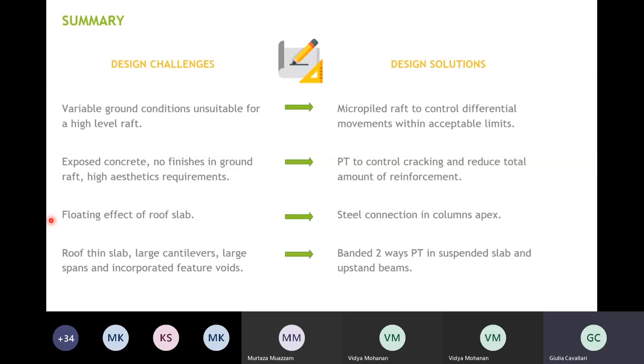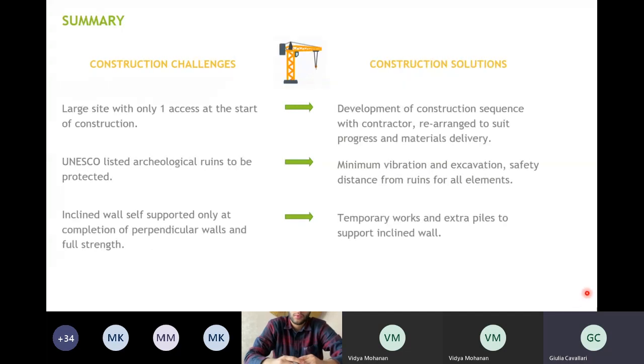So we used post-tensioning to control the cracking and to reduce the total amount of reinforcement in the raft foundation. The roof slab had to have a floating effect, and we came up with a special steel connection to create a column apex. And we had to achieve a thin roof slab with large cantilevers and large spans and incorporate a lot of feature voids. To do so, we used a banded two-way PT system with a suspended slab and upstand beams. So these were the design challenges, and then we had construction challenges.